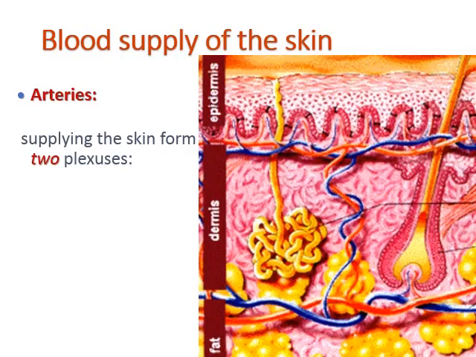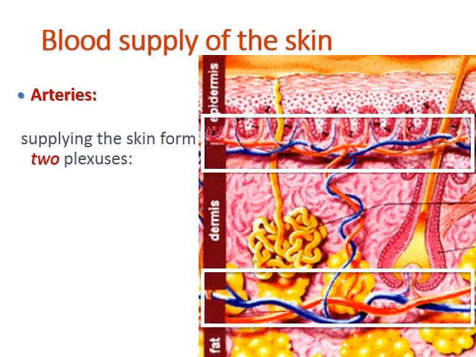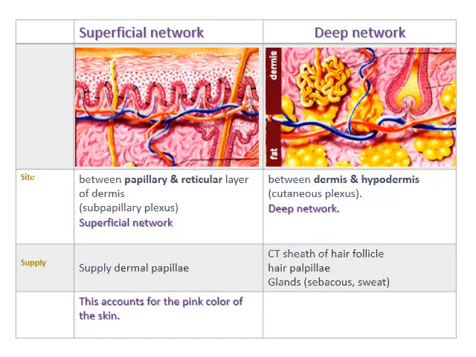The blood supply of the skin formed of two plexuses, as we see here, one present superficially here, and the other one present deep here. Superficial network is present between the papillary and the reticular layers of the dermis, and it is called subpapillary plexus, as it is present under or beneath the papillary dermis. However, the deep network present between the dermis and hypodermis, and again hypodermis, as we said previously, is not a part of the skin. It is called the cutaneous plexus, and it is the deep network.